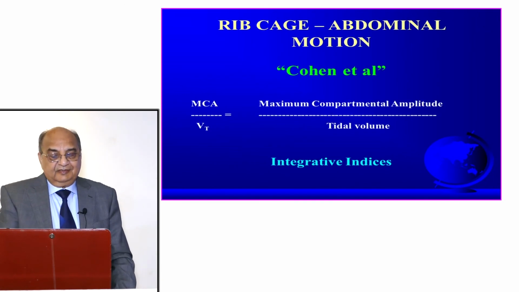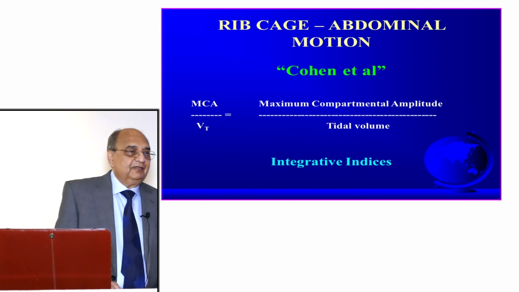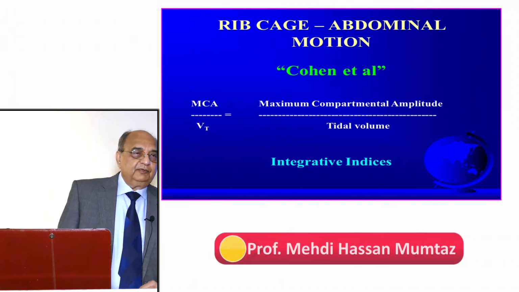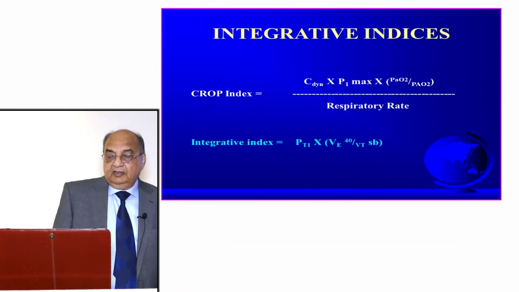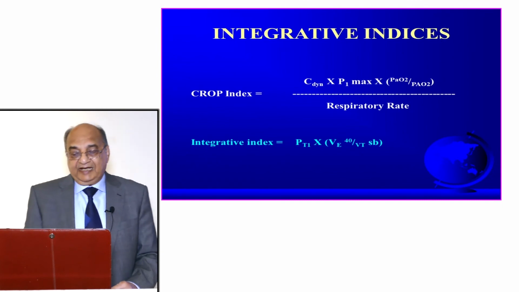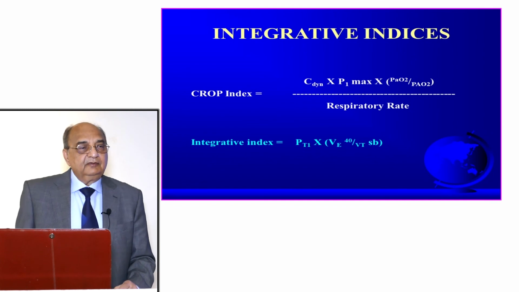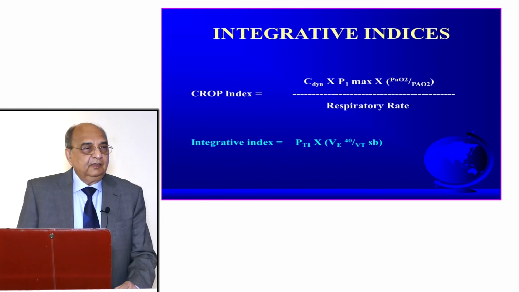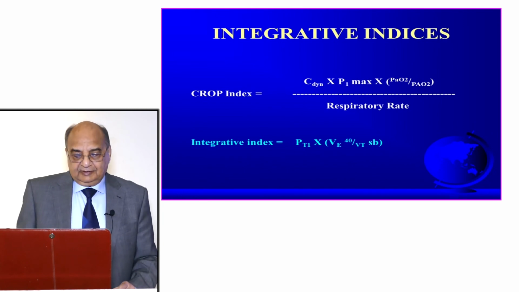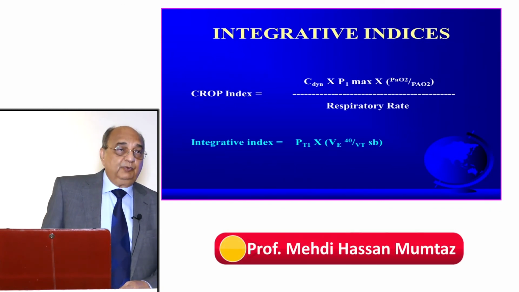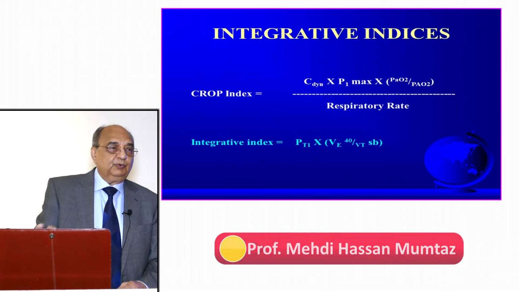Now, these are some of the difficult ratios. These are used in experiments in the laboratories, so we don't routinely use these things, and nobody does, even in the Western countries. Now, the CROP test is dynamic compliance times PImax, multiplied by the PaO2 over PAO2 ratio, divided by the respiratory rate. This is the CROP index. Then there is the integrative index also. In the advanced centers where they were doing the research work, they are using these two indexes.